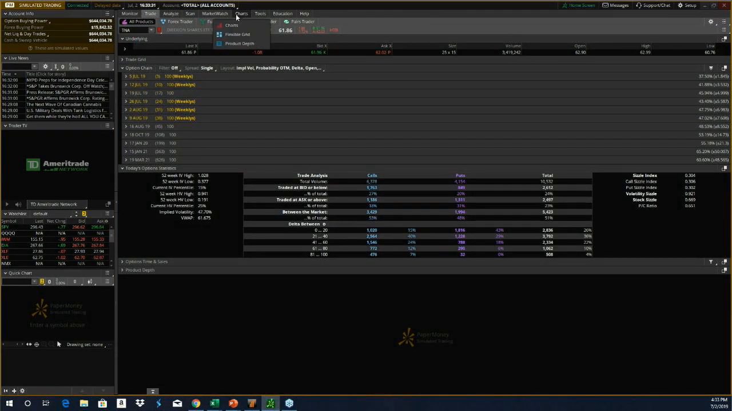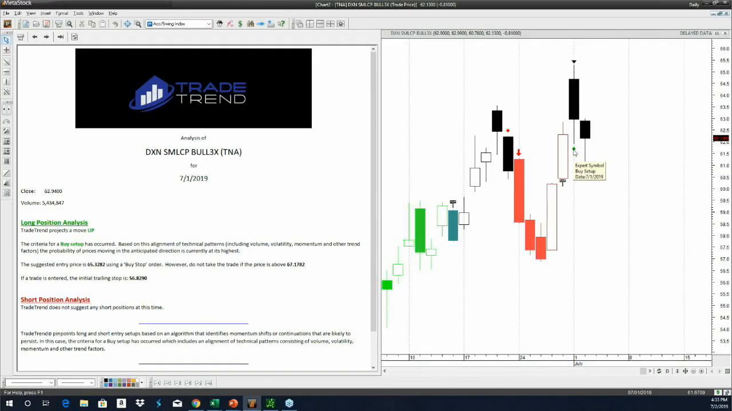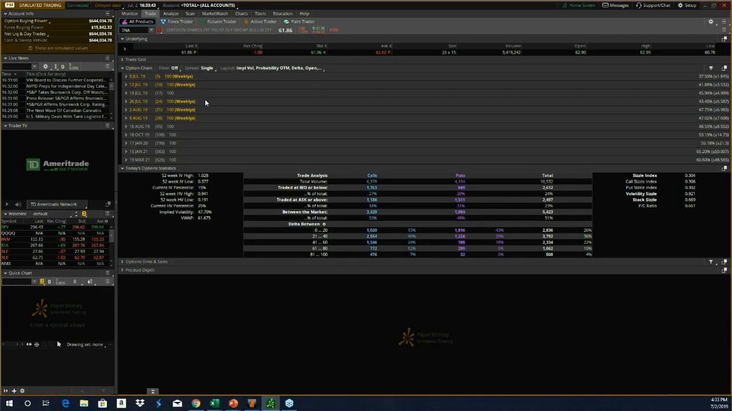so first step is, we know we're looking at a long setup. So we want to use call options to take advantage of a move to the upside. So we then select our expiration. And again, I like to use 30 days until expiration for these directional call and put trades. So we'd be looking at the August 2nd expiration, which is 31 days from now.